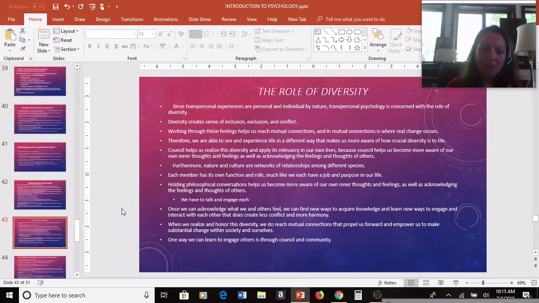The reason is that when we can work through that conflict, work through those feelings and thoughts that come up for us in those conflictual stages, it's all about creating more social connections and mutual connections with others. And that is where we see real positive and productive change coming about. That's important to know, because as human beings, we don't exist in isolation. We do exist as groups, as societies, as cultures.